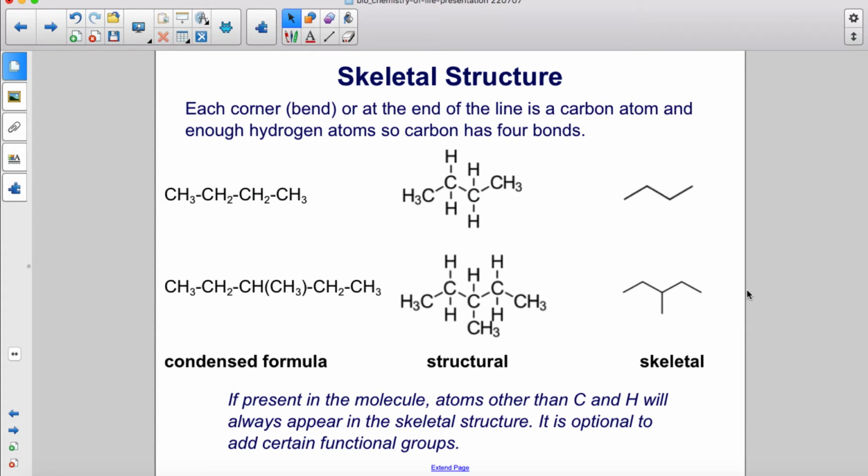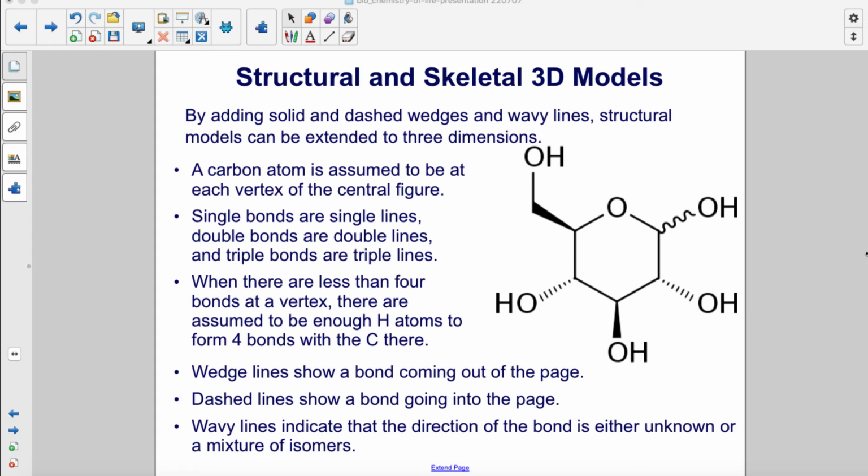Each corner, or the end of the line, is a carbon atom and enough hydrogen atoms so carbon has 4 bonds. If present in the molecule, atoms other than carbon and hydrogen will always appear in the skeletal structure. It is optional to add certain functional groups. By adding solid and dashed wedges and wavy lines, structural models can be extended to 3 dimensions.